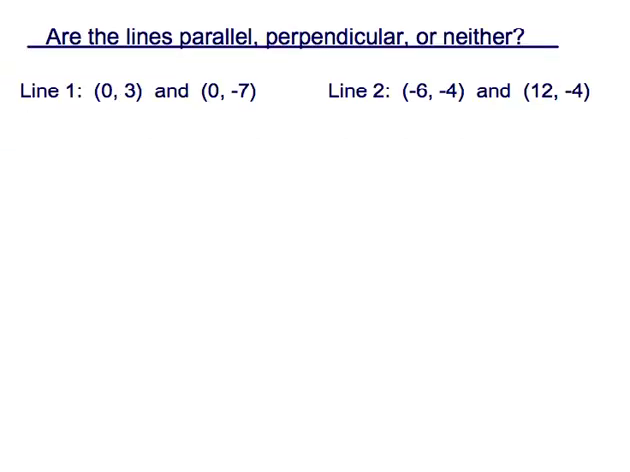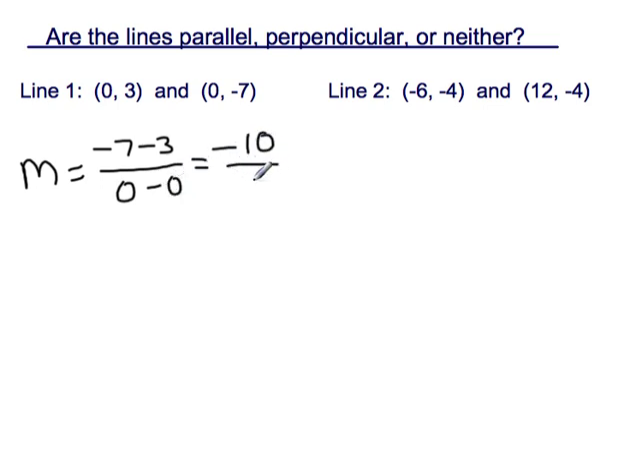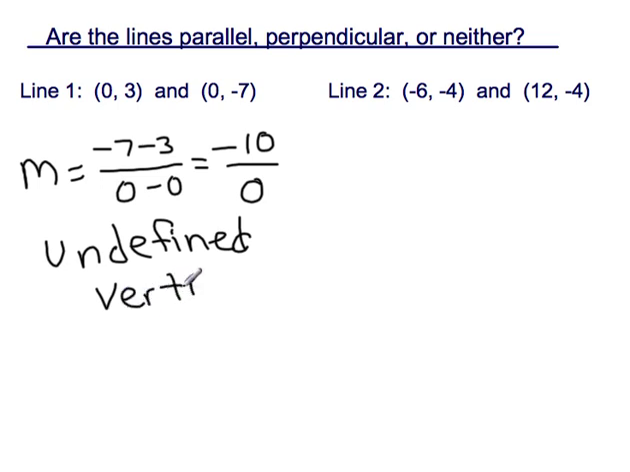Are the lines parallel, perpendicular, or neither? Well, the first thing we need to do is find the slope. So if I take line 1, again, assume you've labeled those x1, y1, and x2, y2, I would take negative 7 minus 3 over 0 minus 0. That would leave me with negative 10 over 0. Well, now that's an undefined slope. So I'm just going to go ahead and write that, undefined. Now, if you remember, that would also be a vertical line. Undefined slope would be a vertical line.